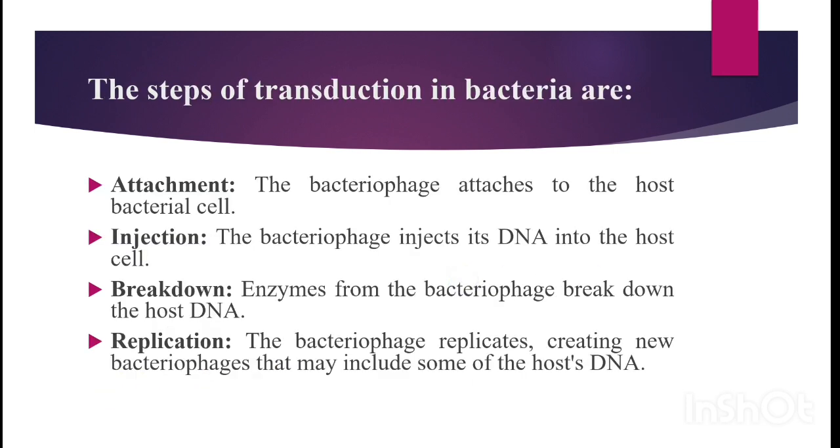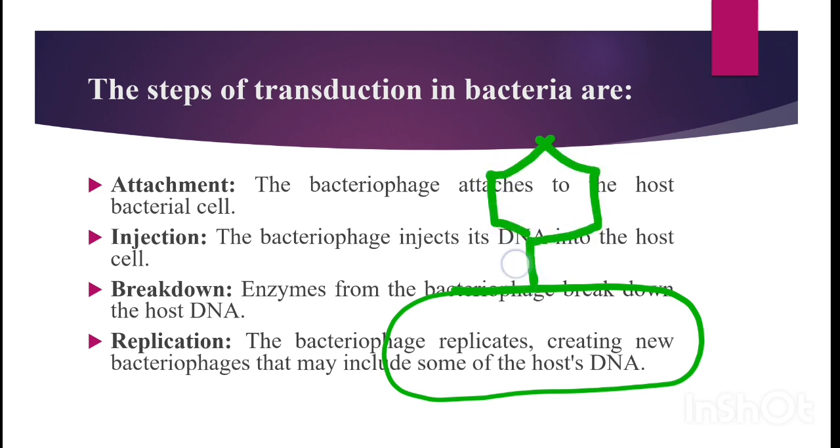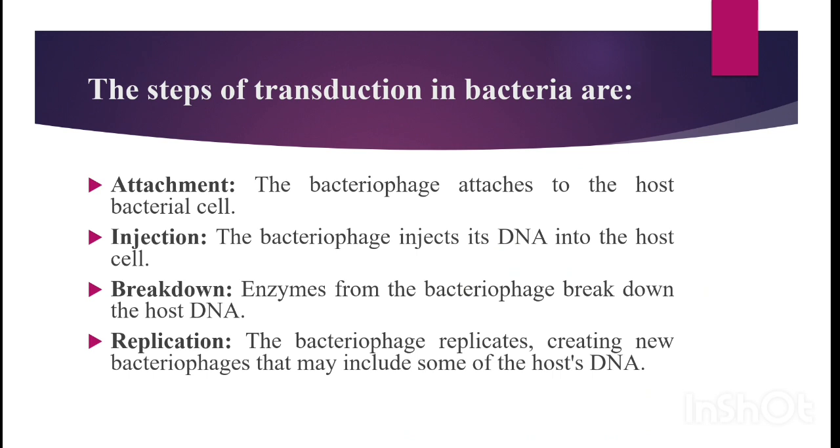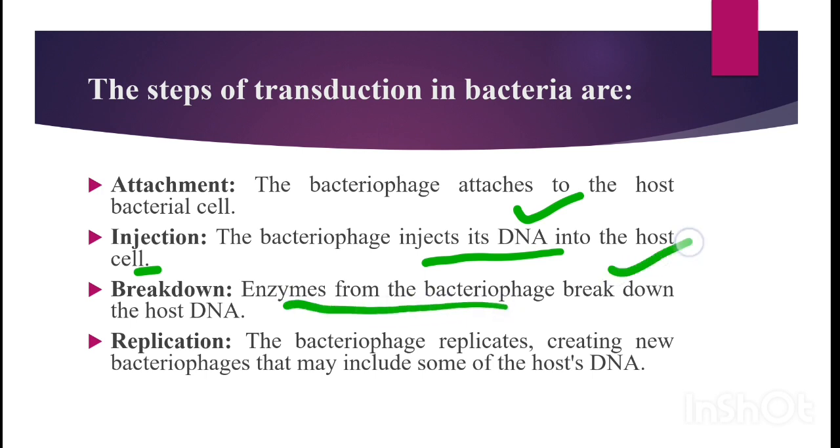Next, what are the steps? At first, attachment. Attachment means the bacteriophage attaches on the surface of the bacteria. This is the bacteria, this is the bacteriophage; they attach on the surface of the bacteria. Then injection. In the process of injection, the bacteriophage injects its DNA into the host cell, that means inside the bacterial cell. Then enzymes from the bacteriophage break down the host DNA. Next, replication. The bacteriophage replicates, creating new bacteriophages, and that may include some host DNA.